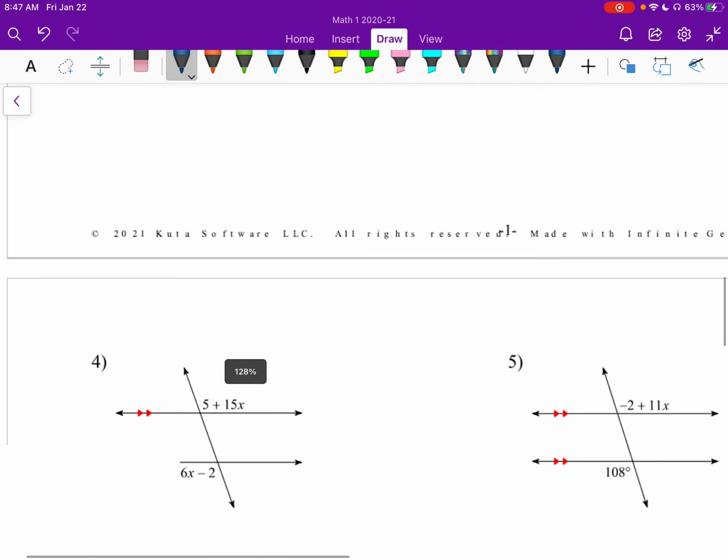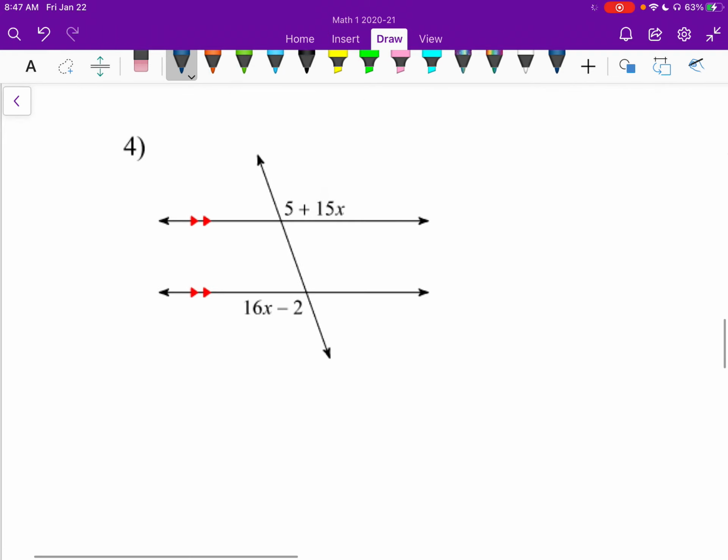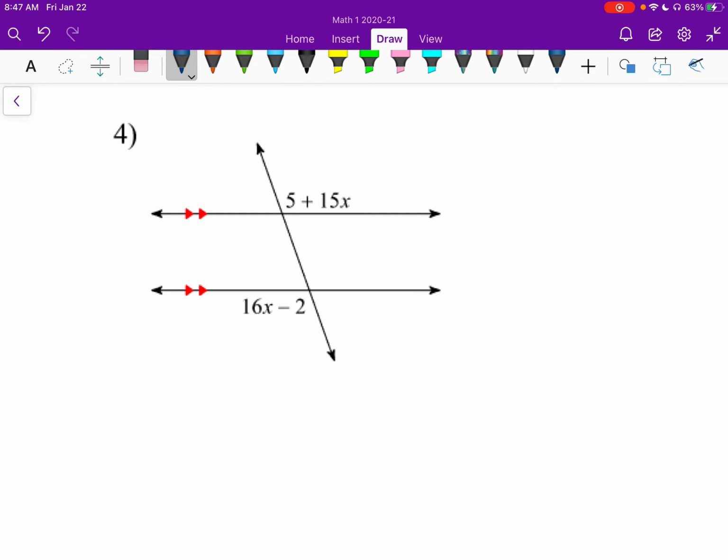All right, let's move on and look at number 4 here. This is where it starts to get a little bit trickier. So I have this angle here. Its corresponding angle is this angle down here. So I could say, well, this is 5 plus 15x, right? Because they're equal, they're congruent.